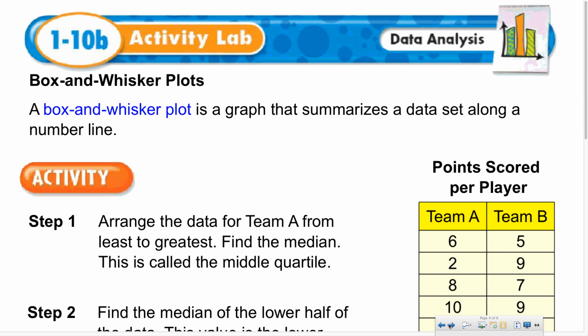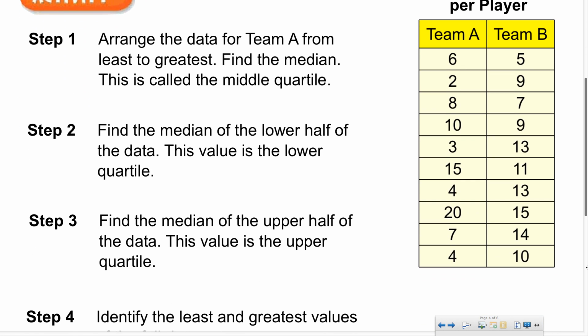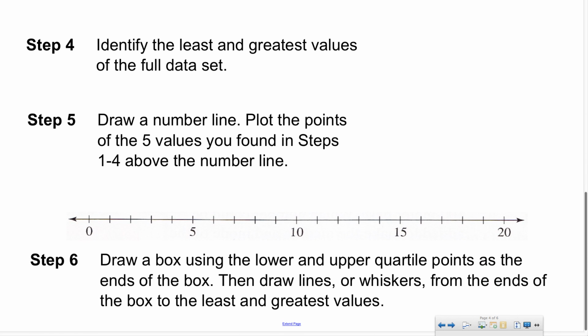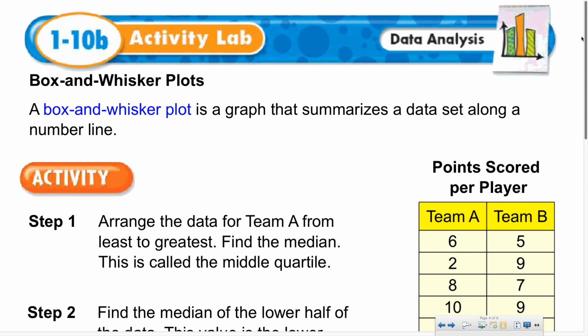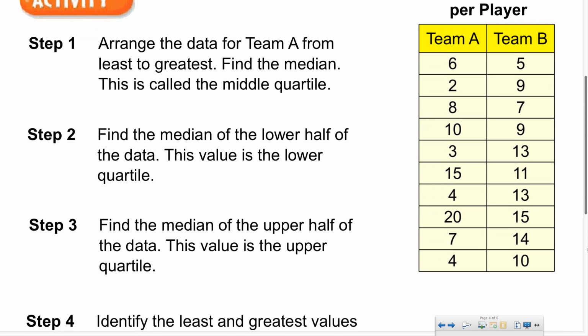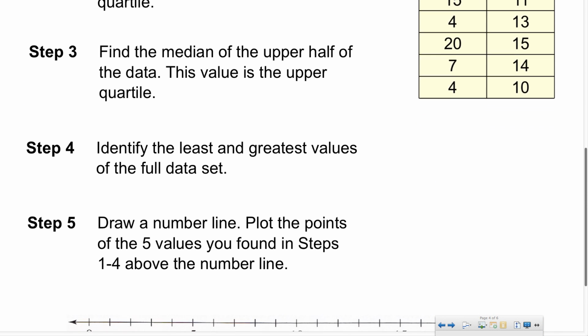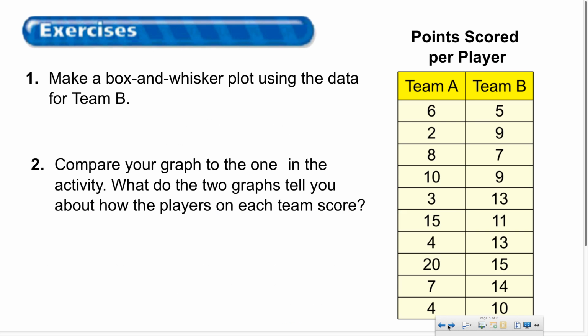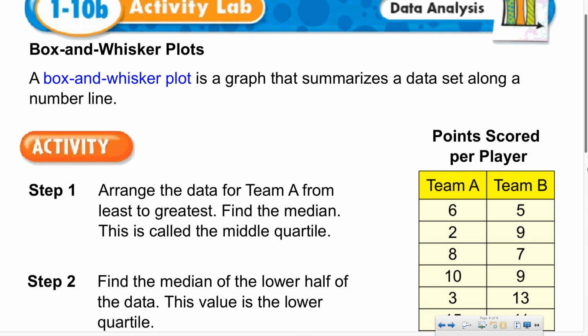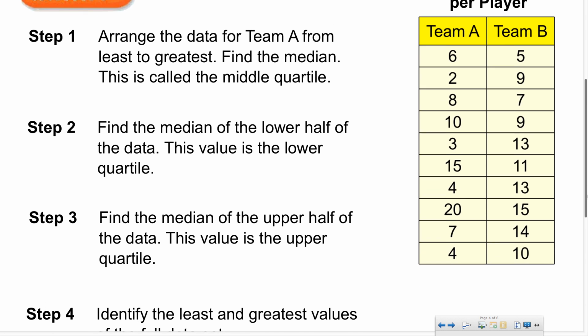Now, here's what you're doing. That's homework. This is the homework assignment. There's a data table. You're going to make a box and whisker plot for the data table. They walk you through it. And then those are the exercises, but you can get started on this.